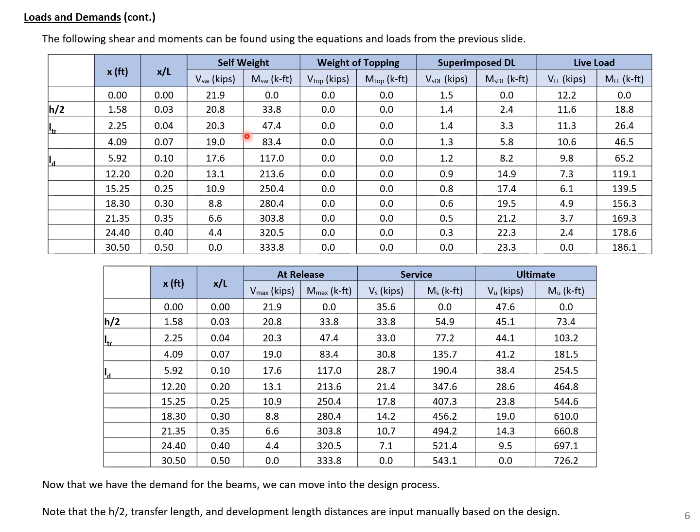So you can see we're finding the self-weight, the weight of any topping. We don't have any topping because it's a pre-top section. The superimposed dead load and live load up here. And then some of the loads that we'll need for our design: we'll need our response at release, we'll need our service loads, and we'll also need our ultimate loads. So I include those here in this table.